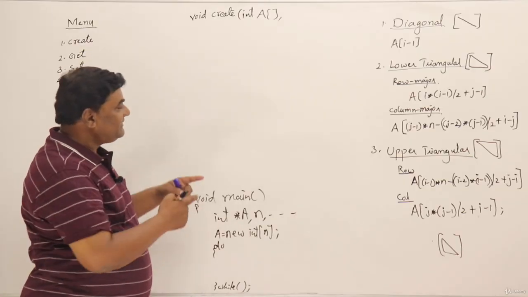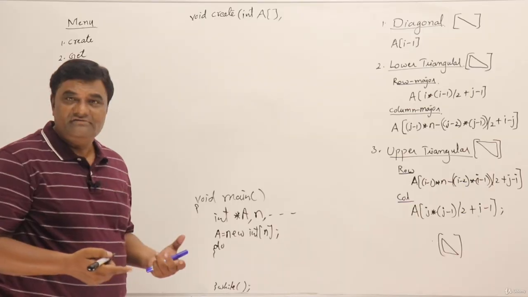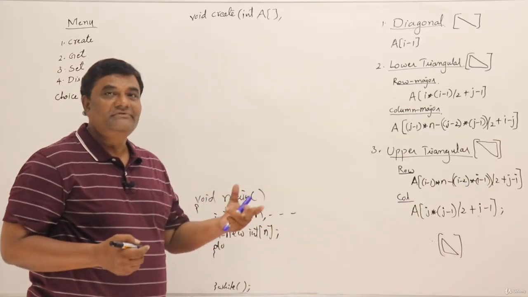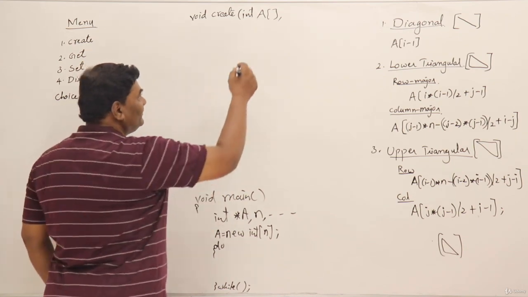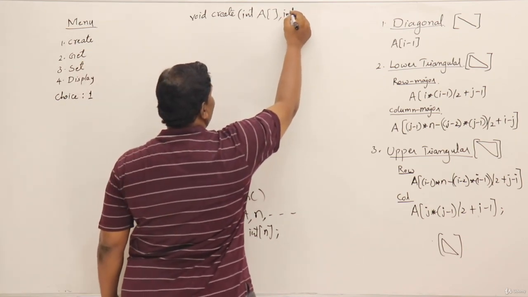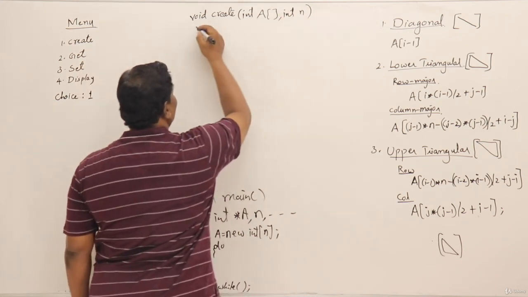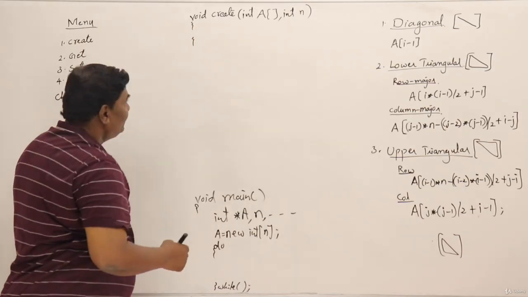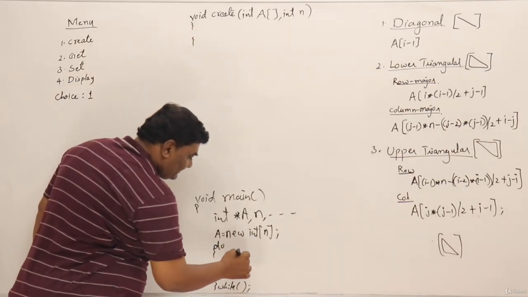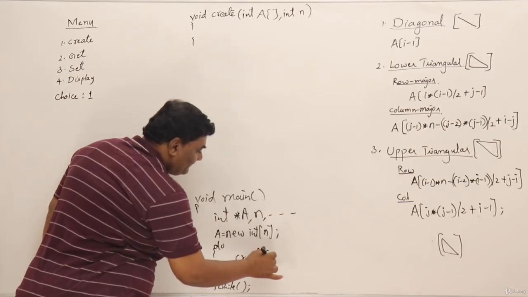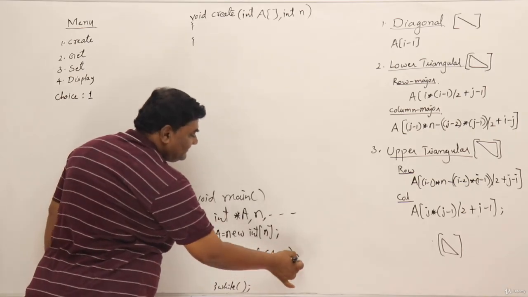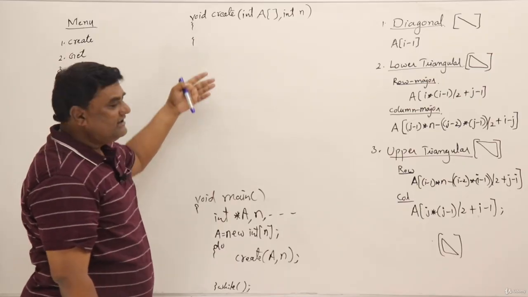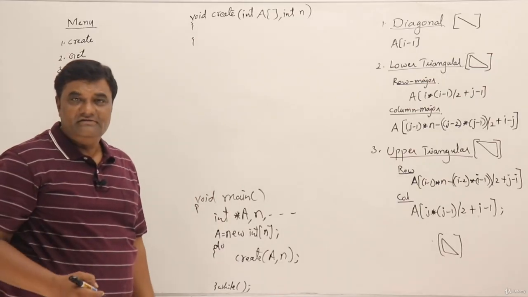The next, for creating an array we need the dimension. Whatever the matrix may be, we need a dimension. So based on the dimension we will read that many elements. So this needs a dimension, so let us call it n only. Then this will be reading the elements by using 2 for loops. So how to call that one is create, pass array A and n. Now the code for reading the elements, we will be writing it.